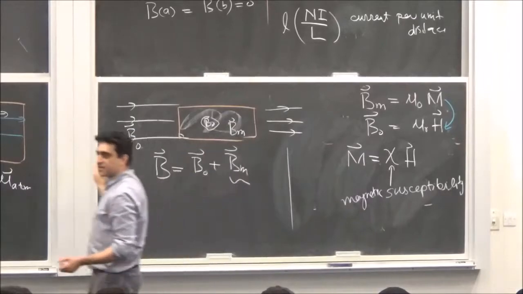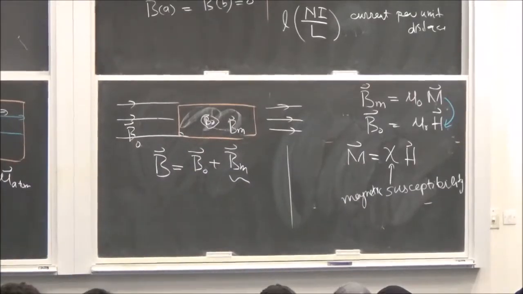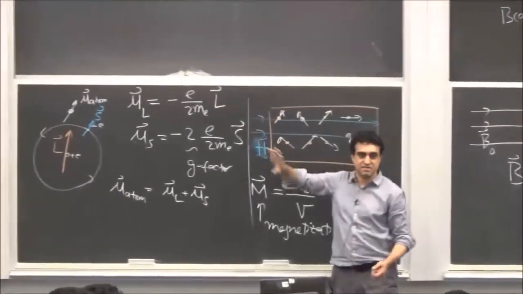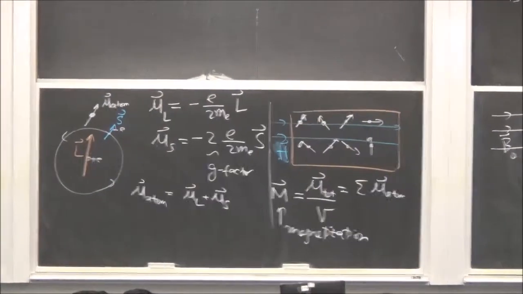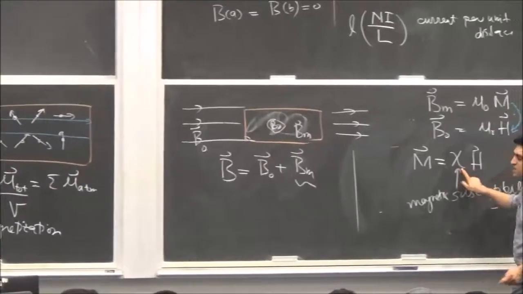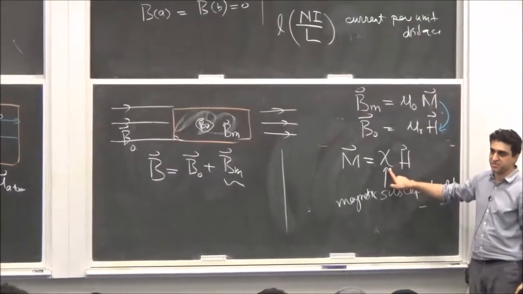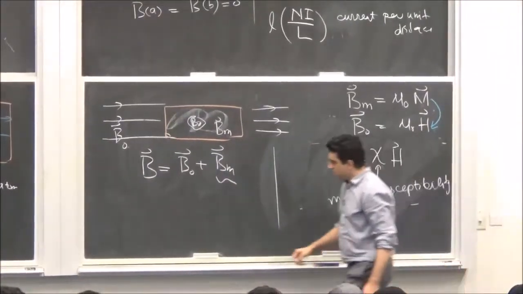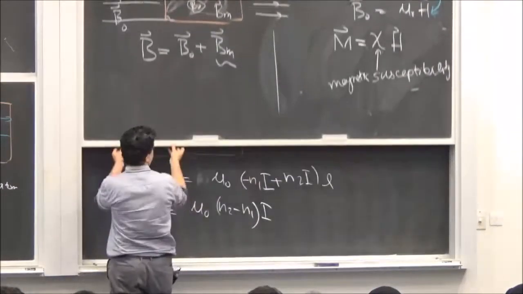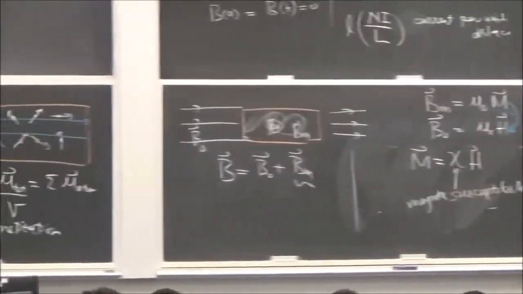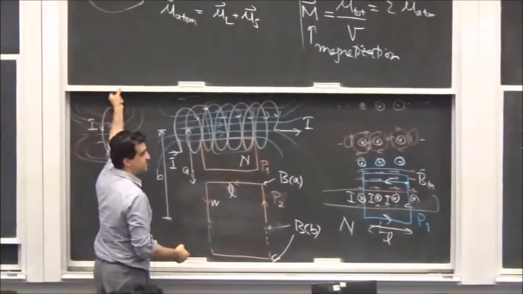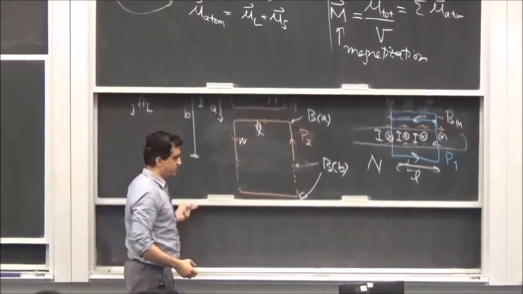So you can guess that this would depend on what kind of material it is. Some materials get easily magnetized, others do not get magnetized. So this χ would be different for each material. And based on this χ, you can classify different materials in terms of their magnetic properties.